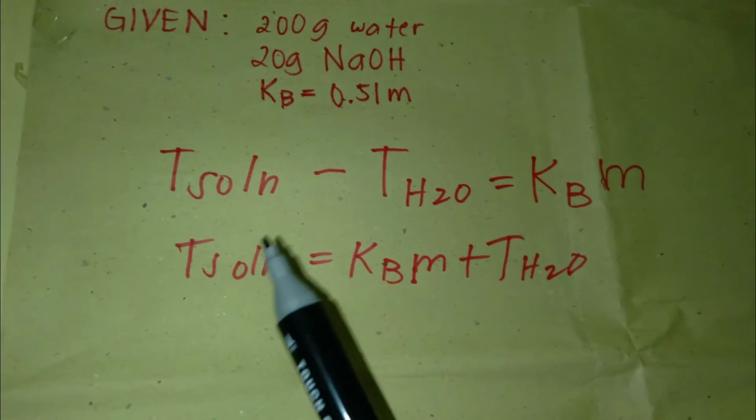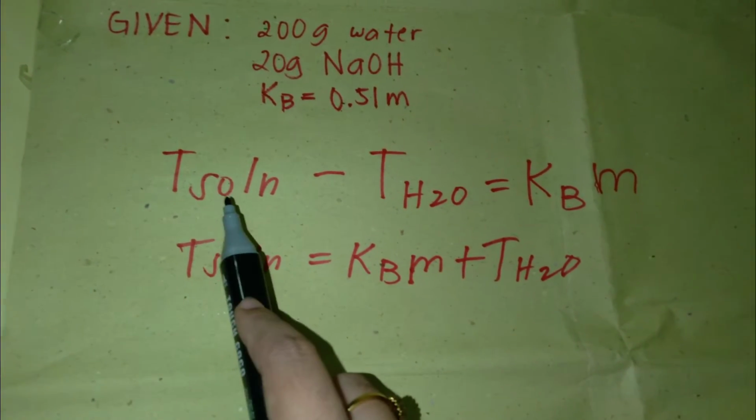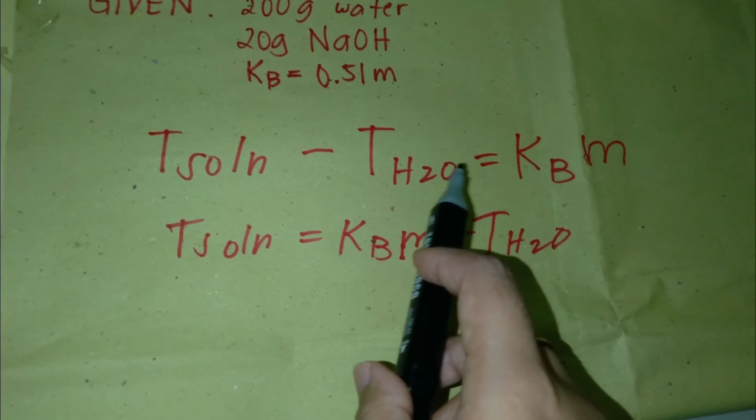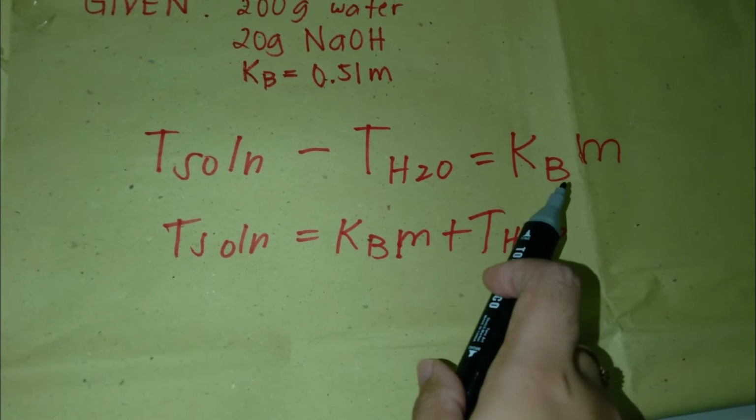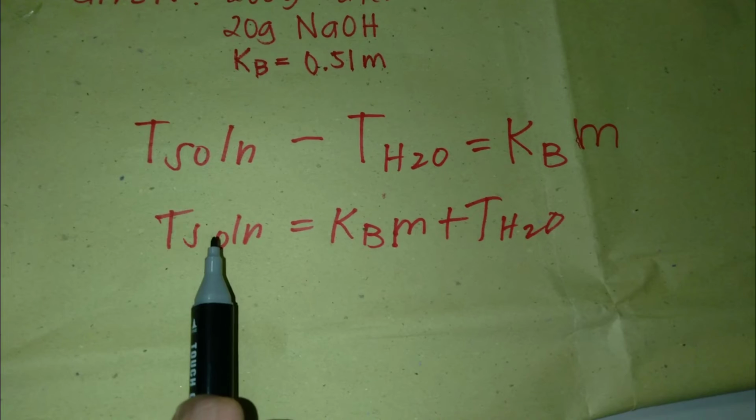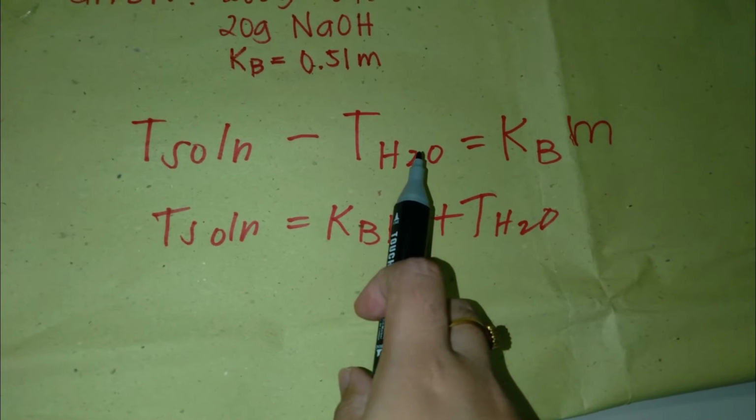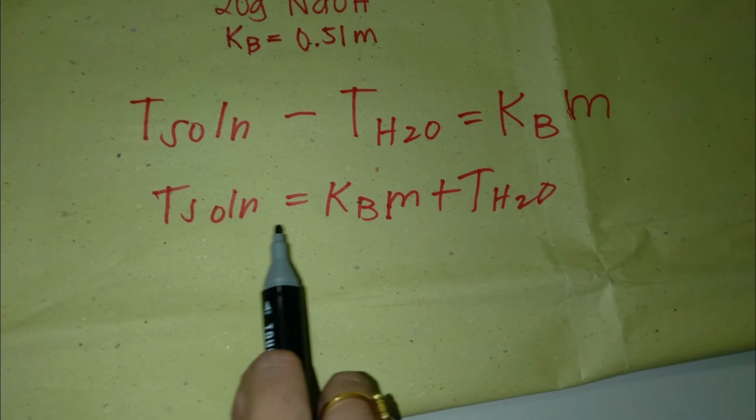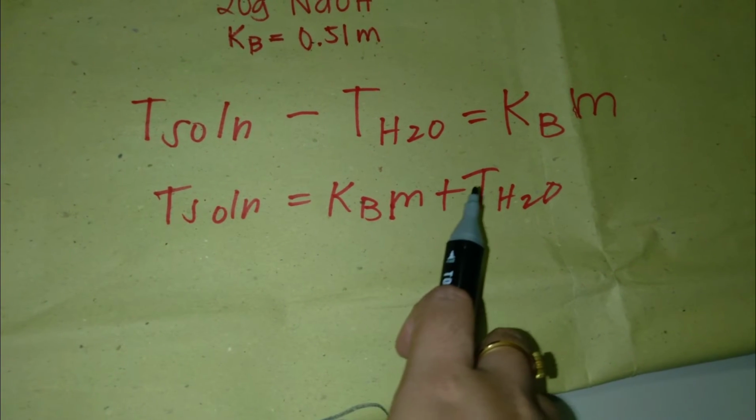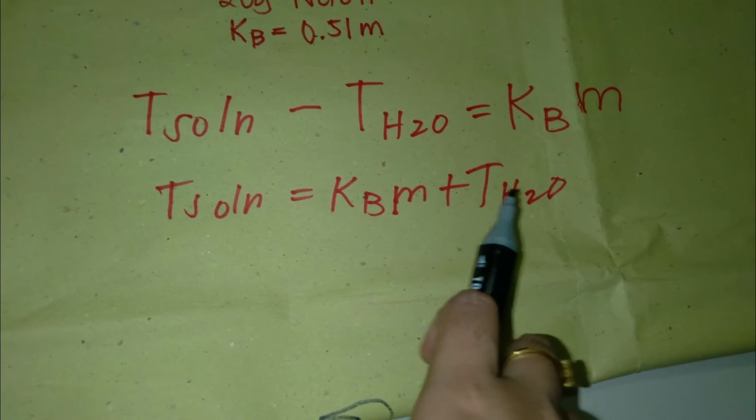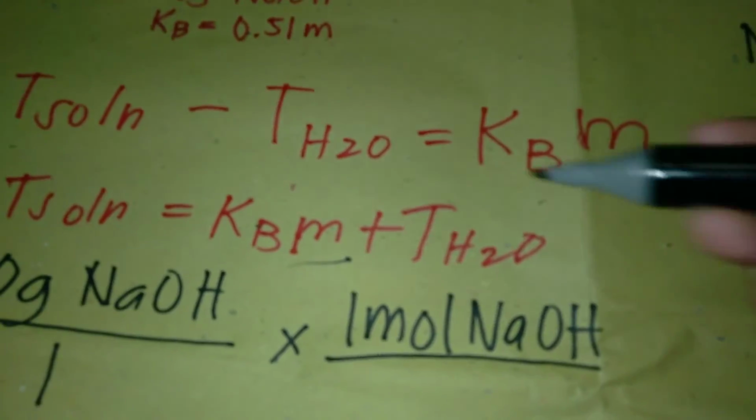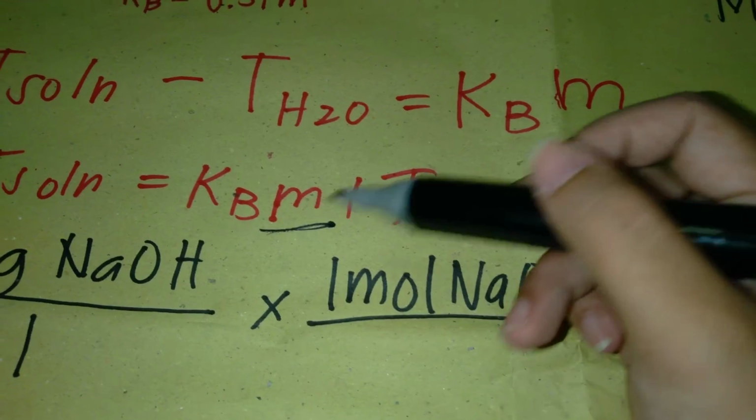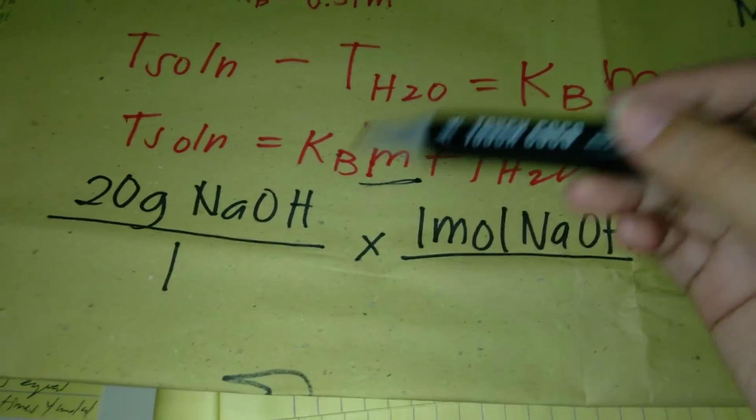And the formula that we're going to use, we're going to derive it from T solution minus T H2O equals Kb times m. So we're going to move this T H2O to the right. So we have T solution equals Kb m plus T H2O. In this problem, we are missing the molality. So first, let's find the molality.